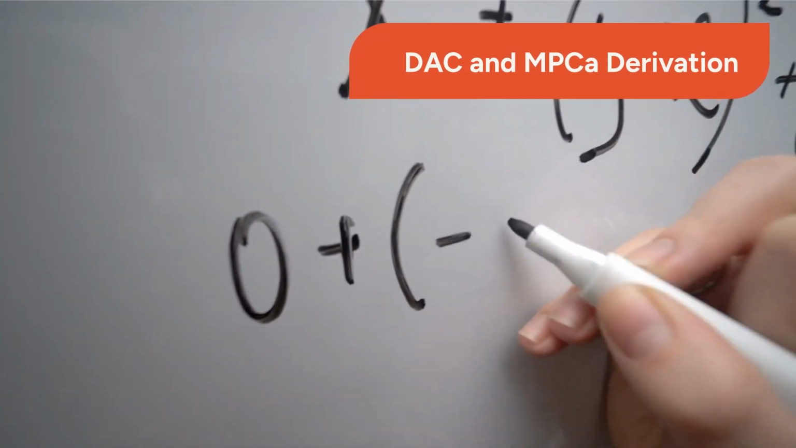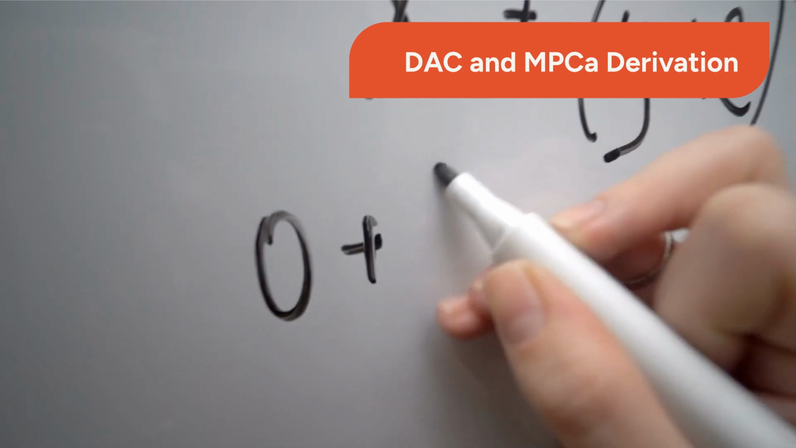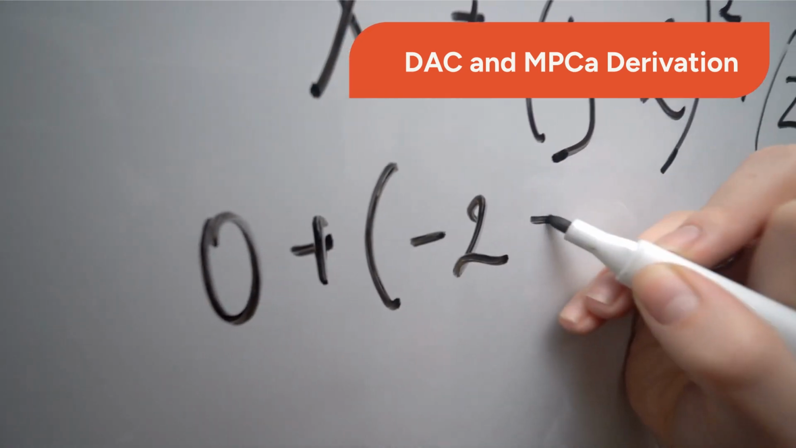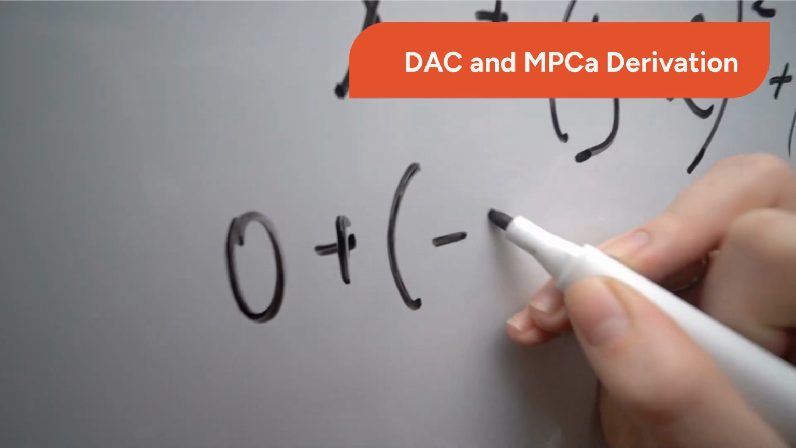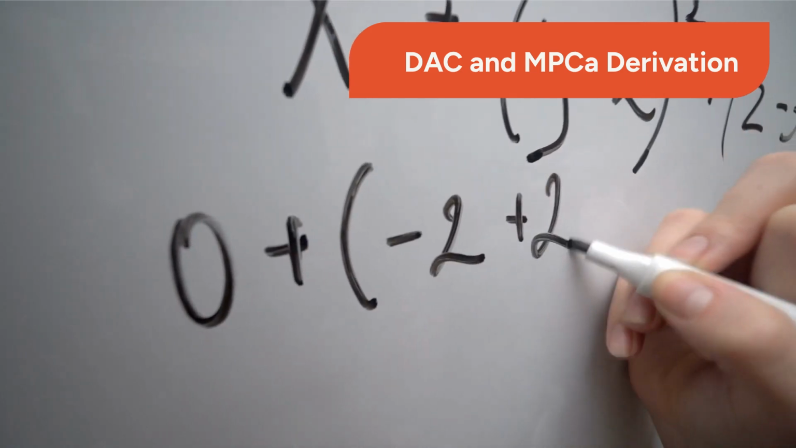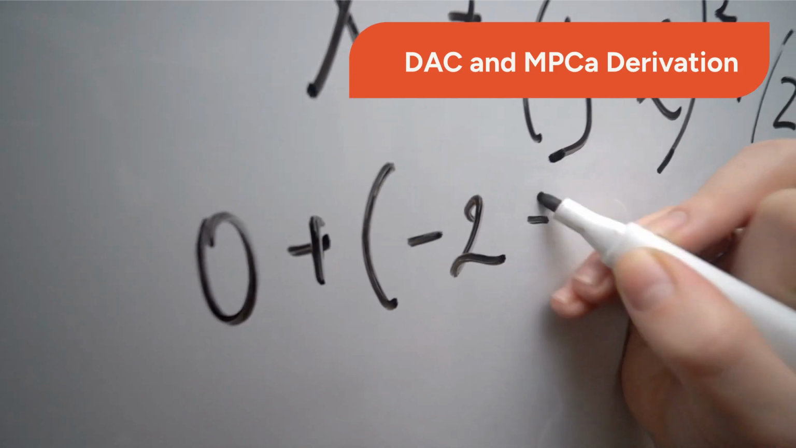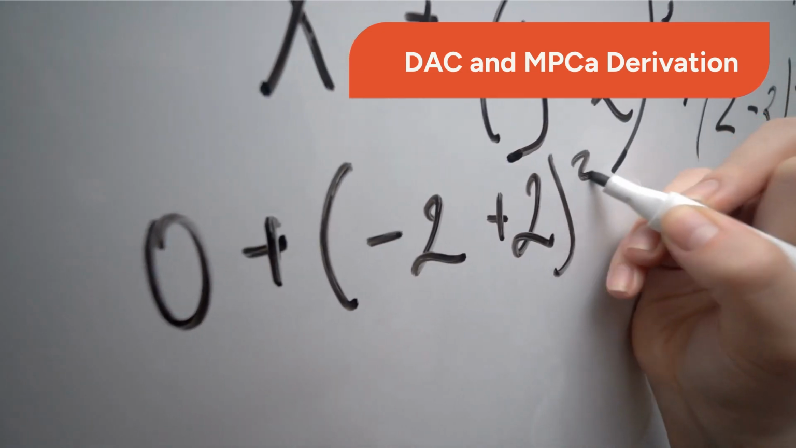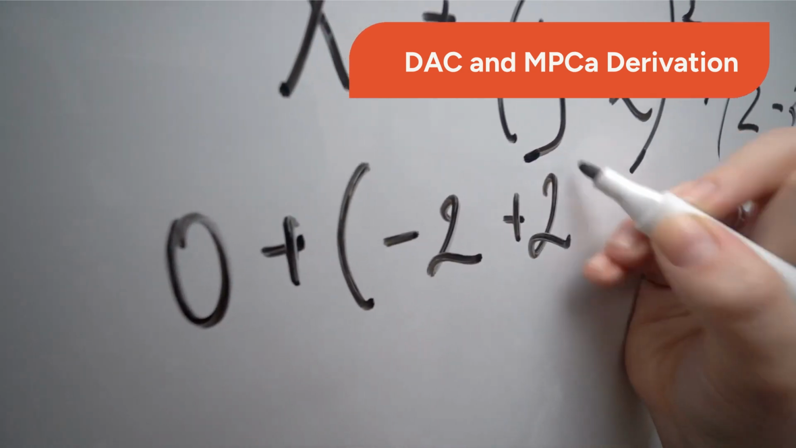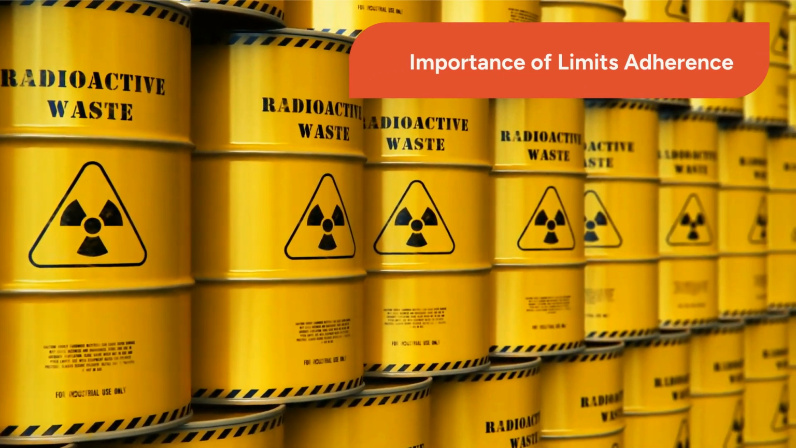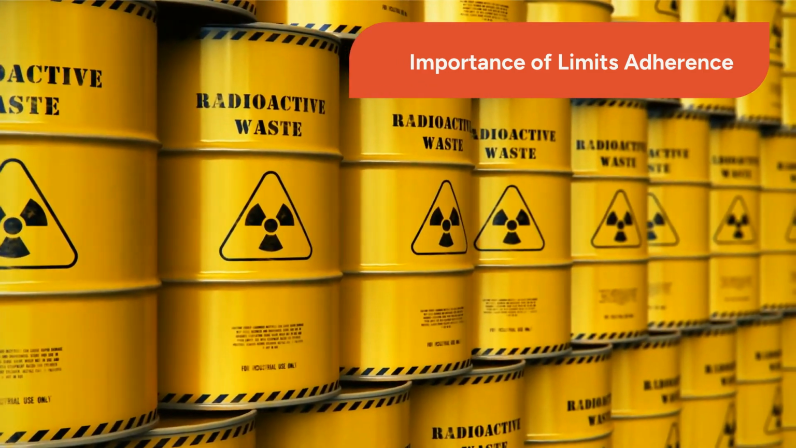To derive DAC and MPCa from the ALI, regulatory bodies use complex dosimetric models. These models consider factors like the physical half-life of the radionuclide, its biological half-life, its absorption rate in the body, and the organs it irradiates. The derivation ensures that inhaling air at the DAC or MPCa limit for a set period will not result in exceeding the ALI. Adhering to DAC and MPCa limits is not just about compliance, it's about protecting health.